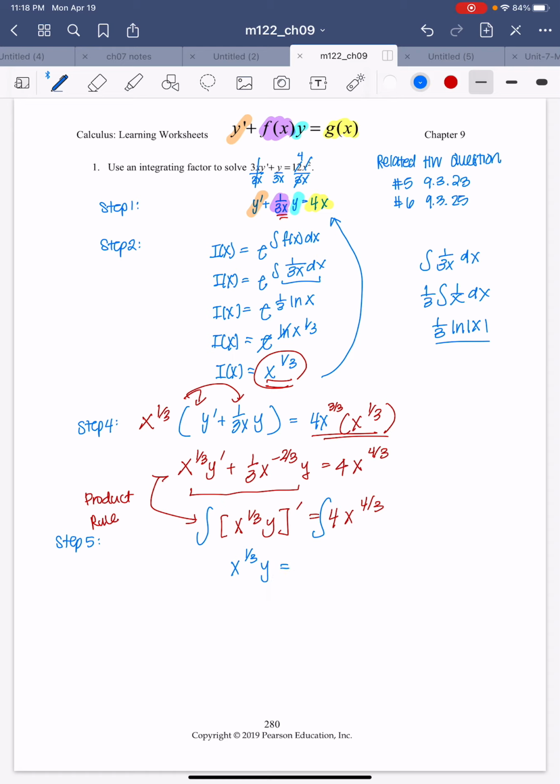On the right hand side, you can take out the 4, and then you raise the power divided by the new power. So it's going to be 7/3, so I'm going to multiply by 3/7, x raised to 7/3 plus c. So I have x^(1/3) y is equal to 12/7 x to the 7/3 plus c.